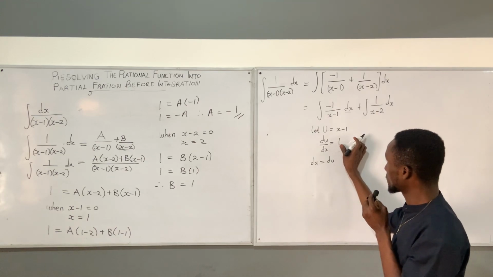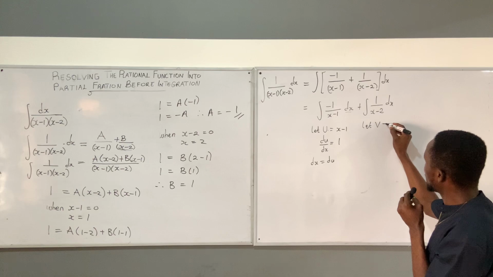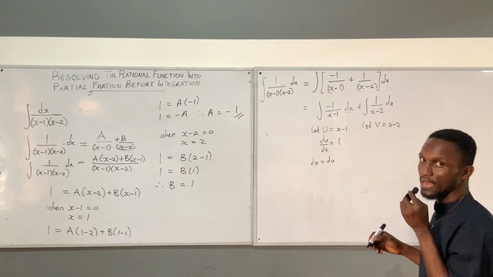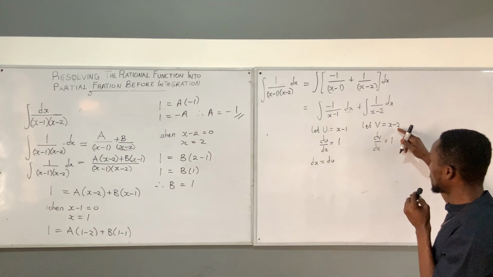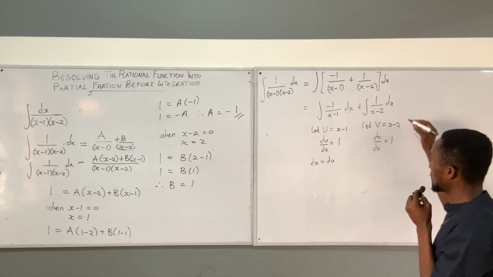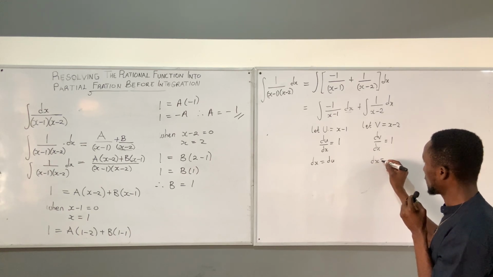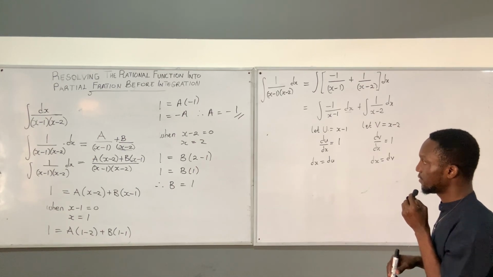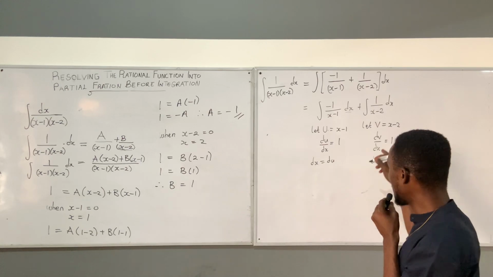Let's hold on. The next thing is, let's move to this side. Let v be equal to x minus 2. Let's differentiate v with respect to x. dv/dx should give me 1. The differential of this is 0. The differential of this is 1. Make dx the subject because we have dx here. That means dx equals dv when you cross multiply. Very simple. Now, let's rewrite the equation in terms of the variables u and v.